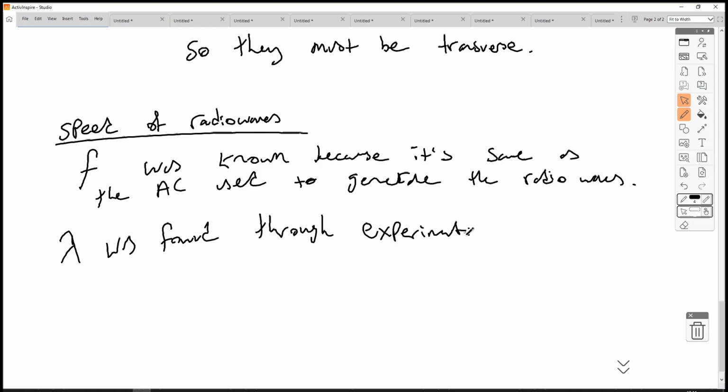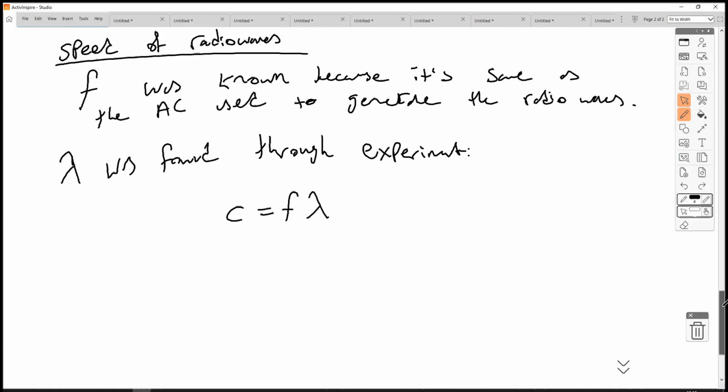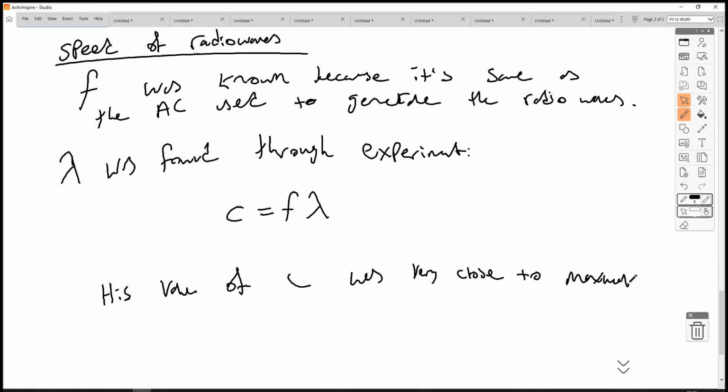So now he could just use the wave equation, c equals f lambda, to obtain the speed of his radio waves. And the value that he obtained was extremely close to the value that was given by Maxwell's calculations. So his value of c was very close to Maxwell's value.